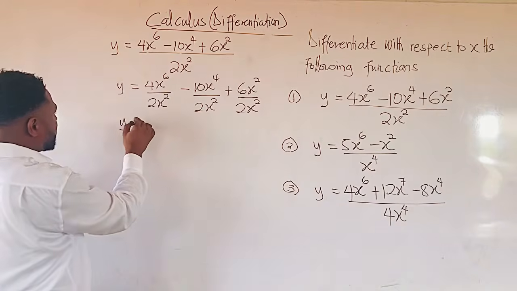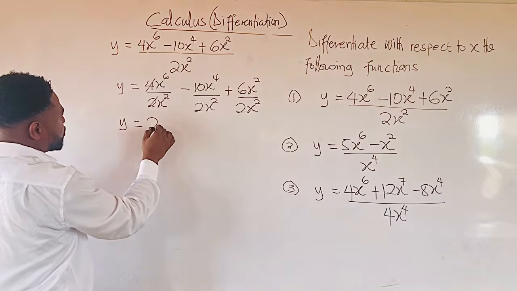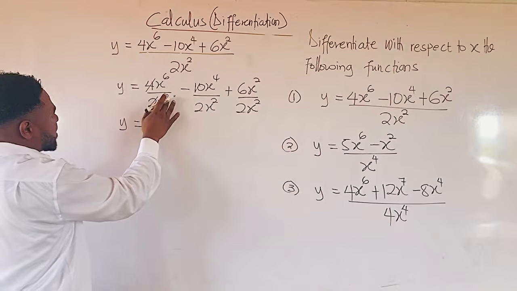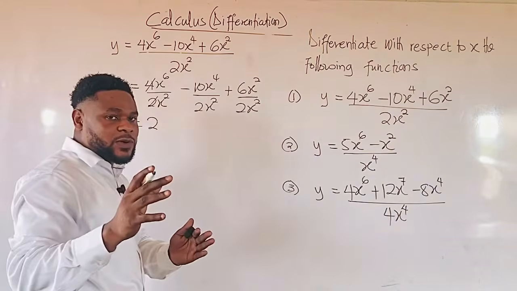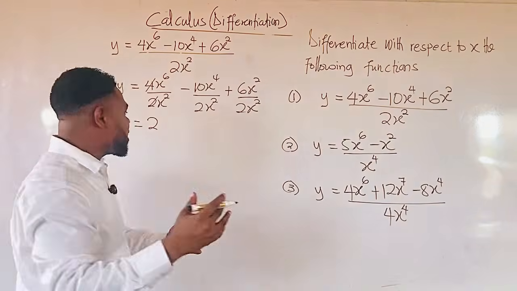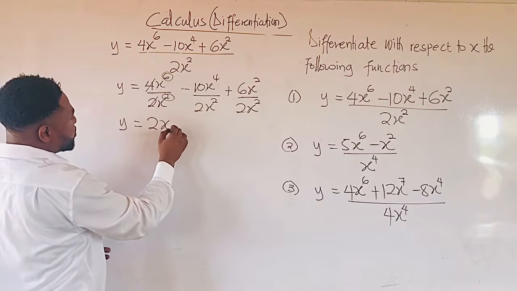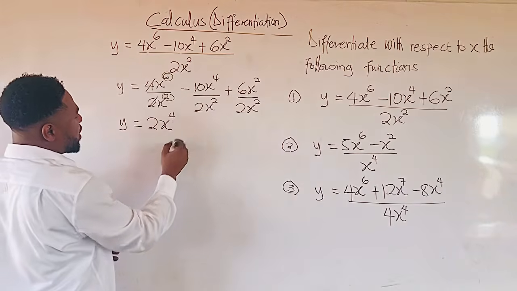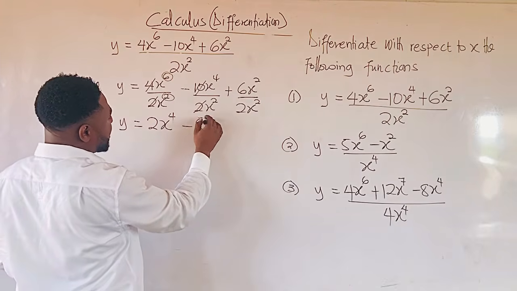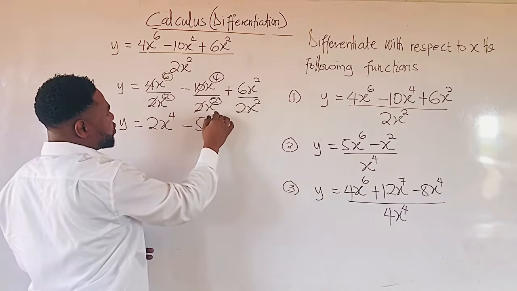At this level, we say that 4 divided by 2 will give us 2, all right? And x exponent 6 divided by x exponent 2. We use the concept of indices here. If the bases are the same and they are dividing, we subtract the exponents. So we are going to have 6 minus 2, and we are going to have x raised to the power 4. All right, minus 10 divided by 2 will give us 5. We use indices here again. 4 minus 2 will give us 2.